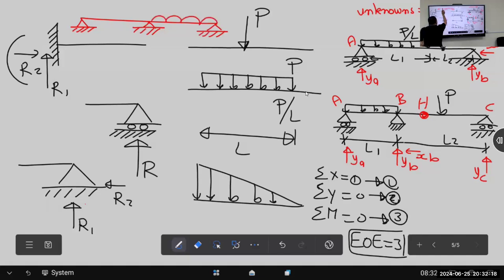How many unknowns? What type of beam? Continuous beam. How many unknowns? 6 unknowns. How many equations of equilibrium? 3. 6 minus 3 is equal 3. This beam is statically indeterminate third degree.